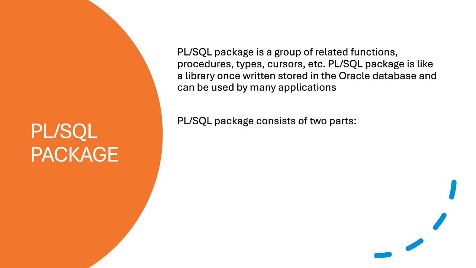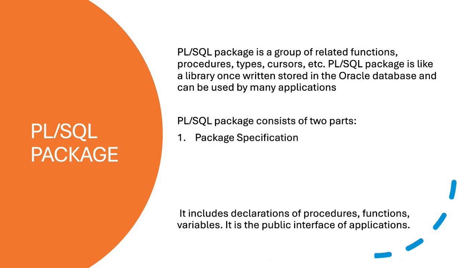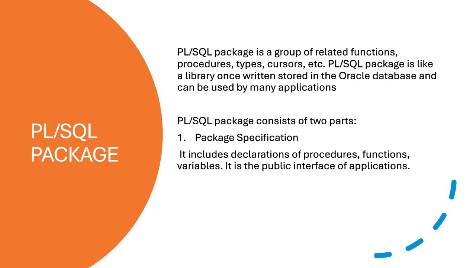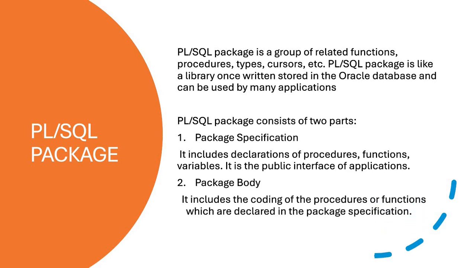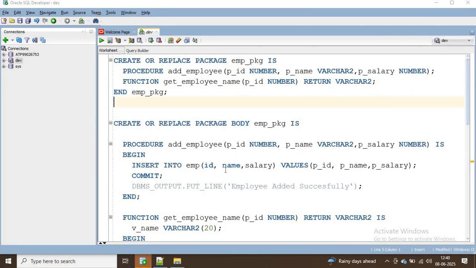A PL/SQL package consists of two parts. First, the package specification, which includes the declaration of procedures, functions, and variables. It is the public interface of the application. Here public means the stored procedures or functions can be accessible from other applications. And second, the package body, which includes the code of the procedures or functions which are declared in the package specification.